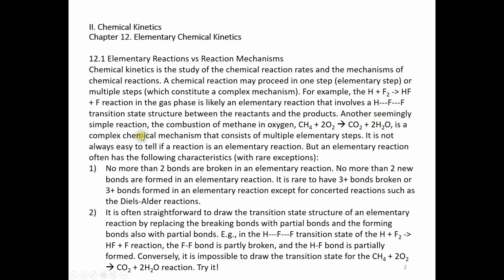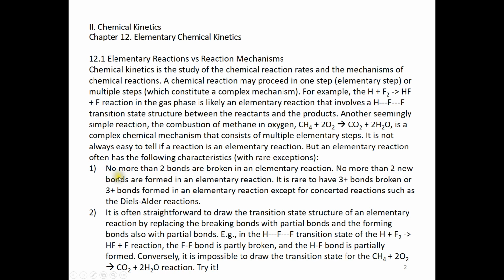Another similarly simple-looking reaction, the combustion of methane in oxygen, is a complex chemical mechanism. It consists of multiple elementary steps. This reaction looks easy, but there's no way for it to proceed in only one elementary step. It is not always easy to tell if a reaction is an elementary reaction or consists of multiple steps. But an elementary reaction often has the following characteristics, with some exceptions.